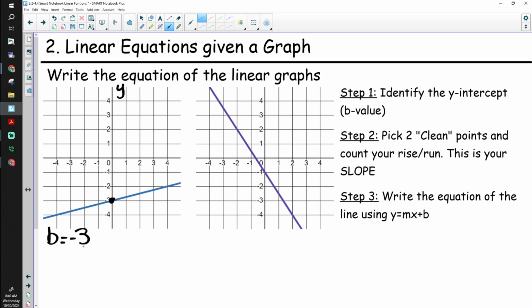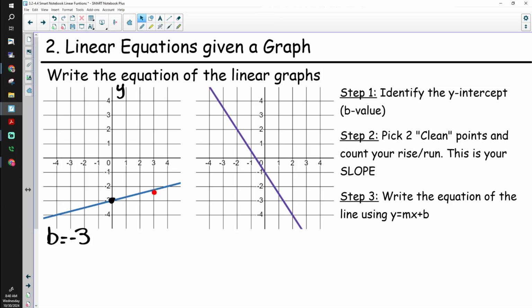I can't write the equation yet because what do I still need? I need the slope. So it's time to count the rise over run. So I'm going to look at my graph and I'm going to find a pretty point. Let me give you a bad example. Don't write this. This right there, that's a bad example of a pretty point. Do you know where that point is? You would have to guess or estimate.